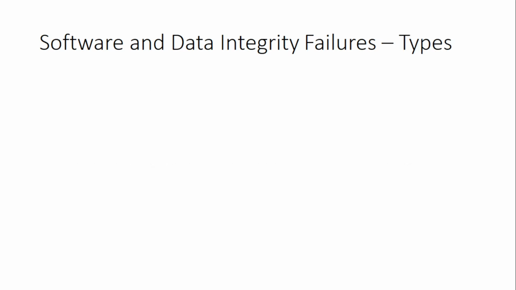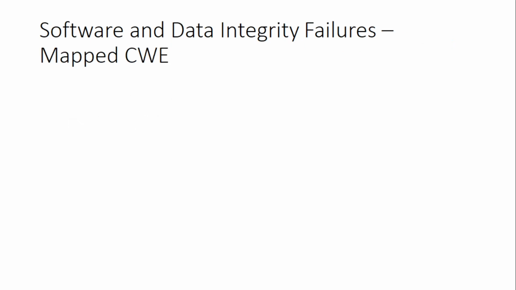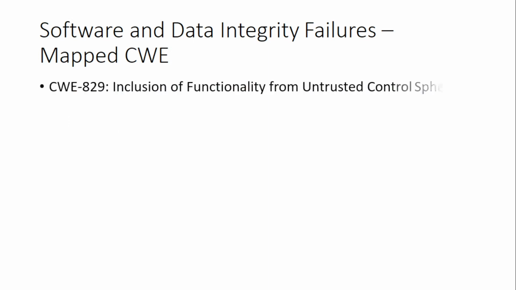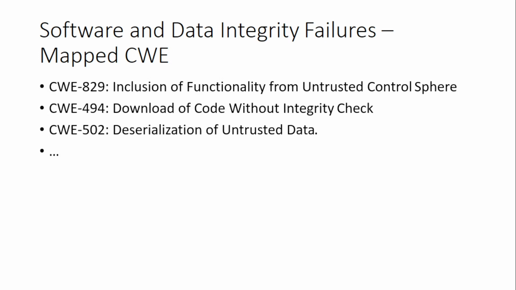So there are mainly two types of vulnerabilities in this category: software integrity failures and data integrity failures. And the mapped CWEs here are inclusion of functionality from untrusted control sphere, download of code without integrity check, deserialization of untrusted data, and many others.